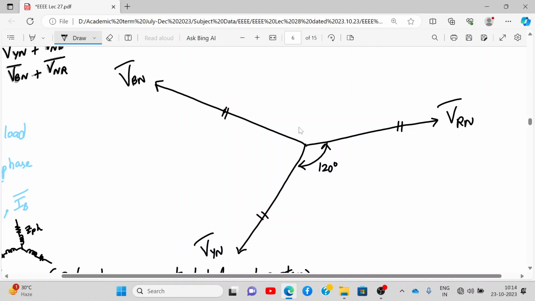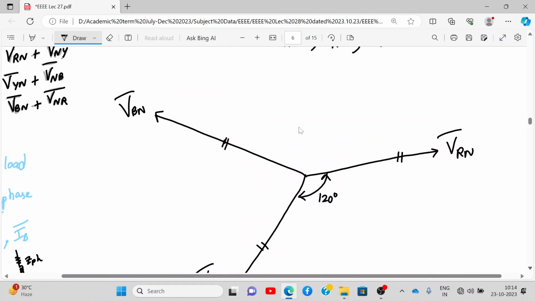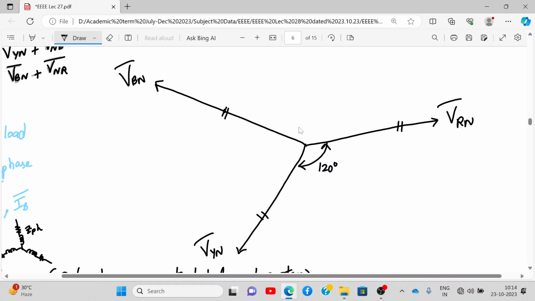Next, what will you draw? You have drawn these things, right? Next, extend the mirror image. So what is the mirror image of VRN? VNR. So draw it with a dotted line like this. Are you understanding? This is VNR. Draw this dotted line. The mirror image of VBN will be VNB bar. So draw it with a dotted line over here.